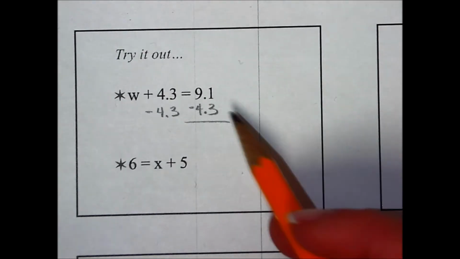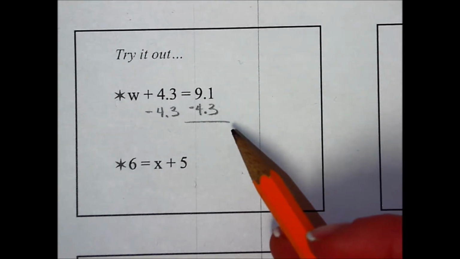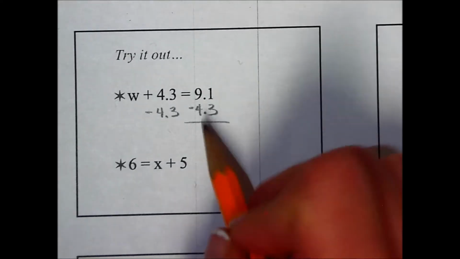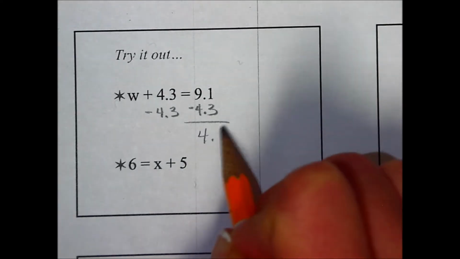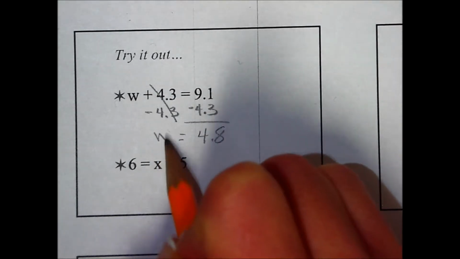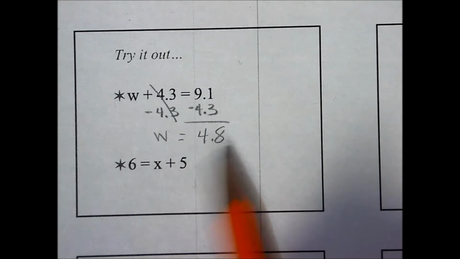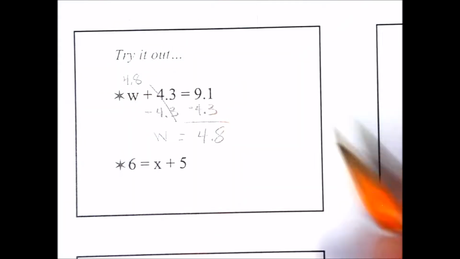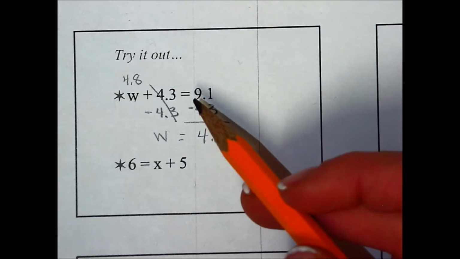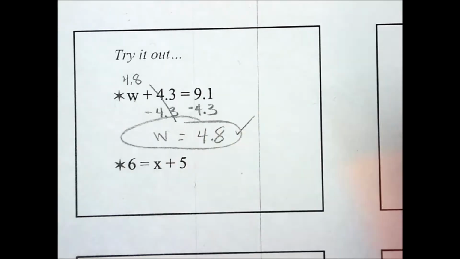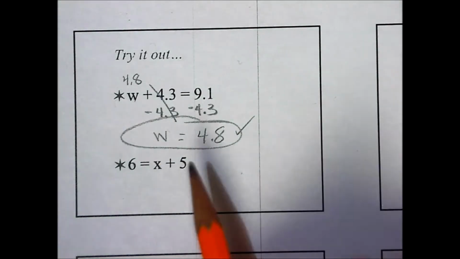Now at this point, you may use your calculator. So 9 1/10 minus 4 3/10. And so I get 4 8/10. So this is canceled out. W's by itself. W equals 4 8/10. Now I can check my answer by plugging it in back here. So 4 8/10 plus 4 3/10 does equal 9 1/10. My answer checks. We'll try this next one.